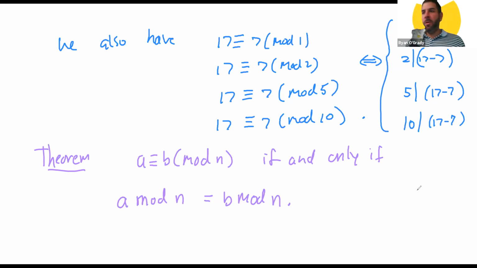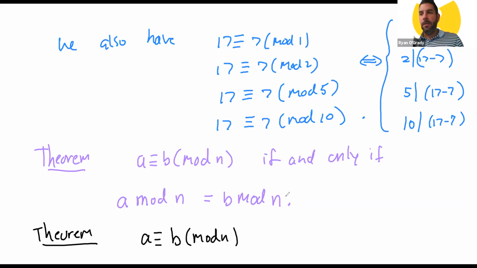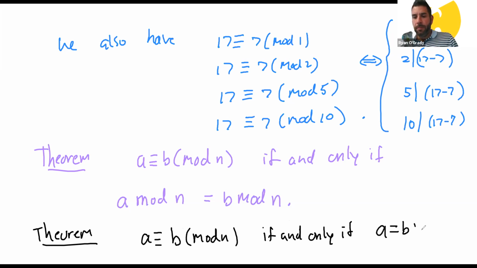All right, here's another important theorem. And by the way, don't forget there's context here. A and B can be any integers. N must be a positive integer. We said that from the beginning. Here's another theorem. A is congruent to B mod N. And once again, this is if and only if A equals B plus Kn for some K.